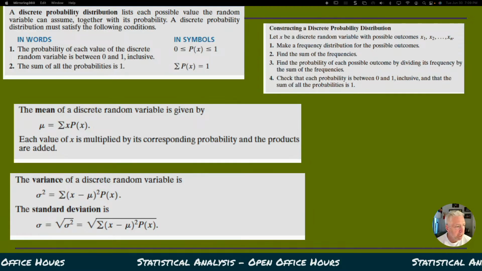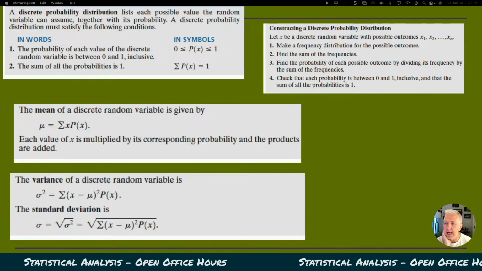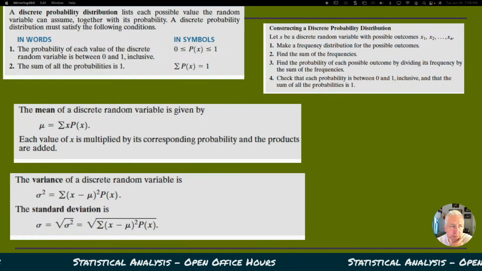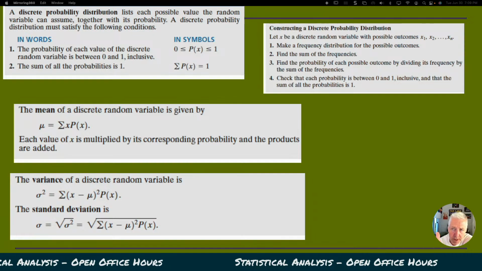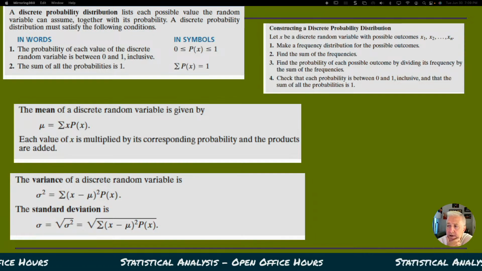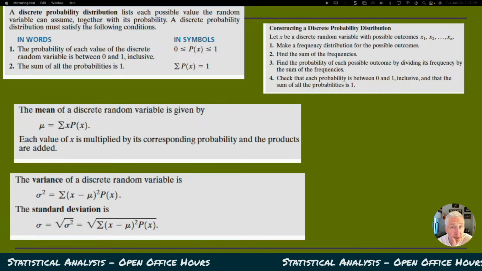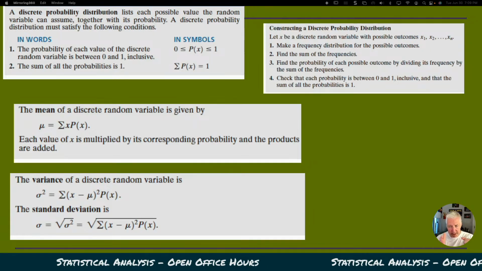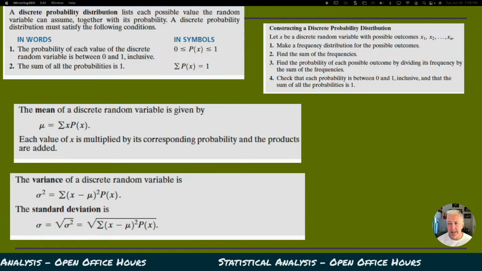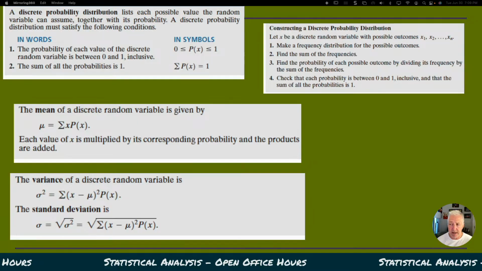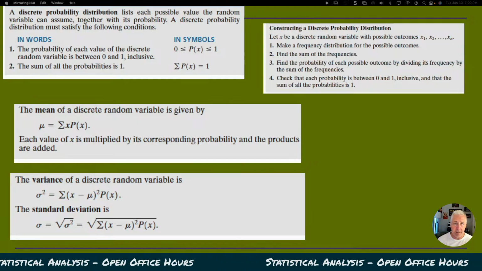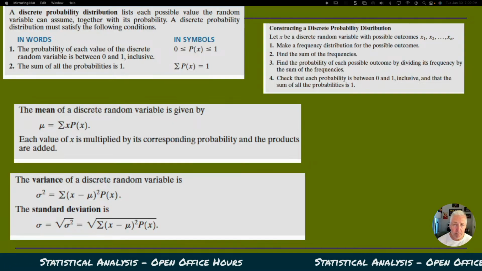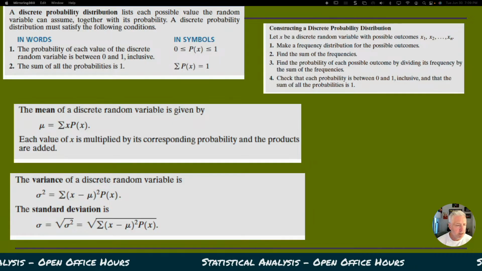So look up in the upper right hand corner here, constructing a discrete probability distribution. This is what we walked through last week. So let x be a discrete random variable with possible values x1, x2, x3. Make a frequency distribution for the possible outcomes. That's what we did. We looked at the proportionality of each of those pieces with the expected outcome. So we find the sum of those frequencies, find the probability of each outcome by dividing the frequency by the sum. We did the sum first last week. Check that each probability is between 0 and 1 inclusive, and that the sum of all probabilities is 1. So make sure it fits the constraints.